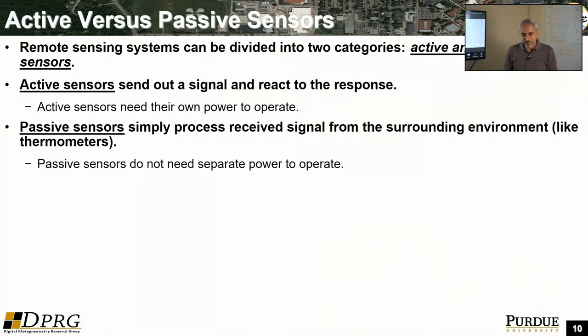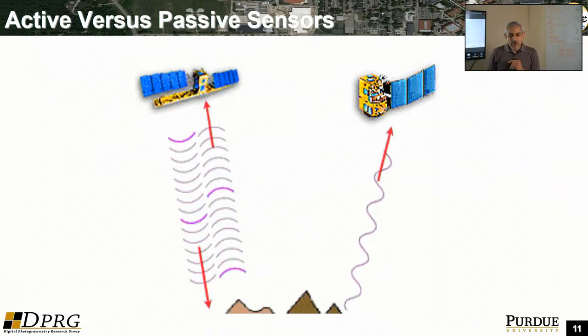These sensors can be active or passive. A passive sensor is like your camera: you hold your camera, you just click the button, and the light comes from the object space to your camera. This is a passive sensor. It just reacts to the energy coming from the objects we take images of. Active sensors basically shoot a pulse, and then the pulse goes to the object and comes back. I'll show you this example.